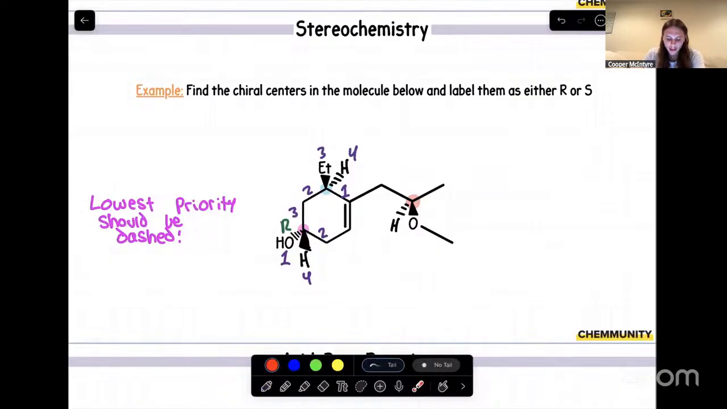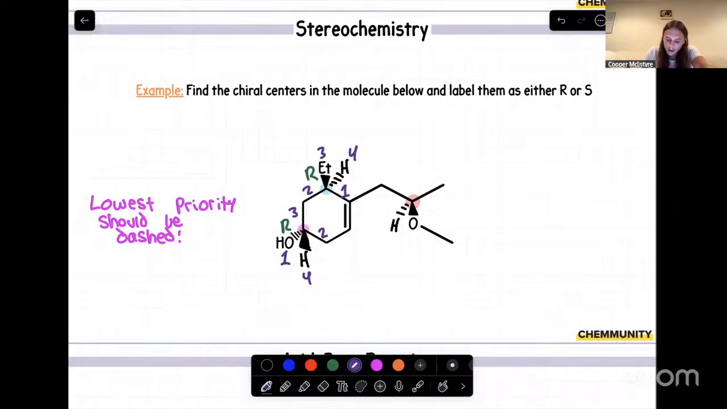Then from here, yet again, we'll go ahead and count everything. We move from 1 to 2 to 3 to 4. And if we showcase the direction, we are moving in the clockwise direction, which gives us the R configuration. Perfect. And what was nice about that one is that our lowest priority was dashed, so we didn't really have to do any flipping or anything like that. And then we'll go ahead and finish it off with our red chiral carbon.